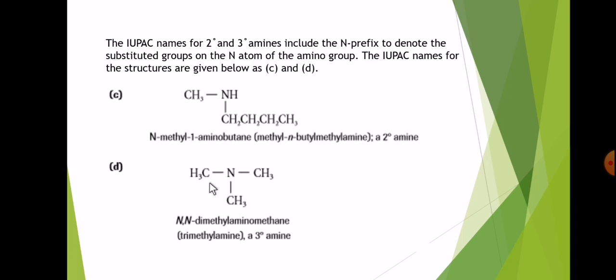Same as in the first example, here we have three methyl groups directly attached to the nitrogen, but we have to consider one longest chain, and the other two will be treated as substituted groups. So we have to write N,N for two groups and dimethylamine for the N, and at the last, methane, because this chain will be called methane, one carbon atom.